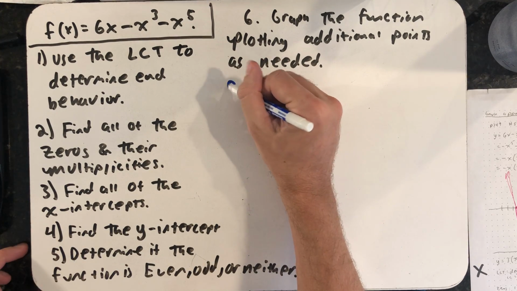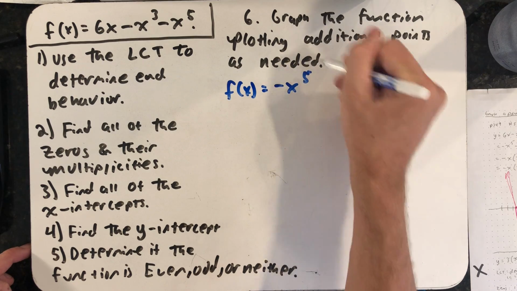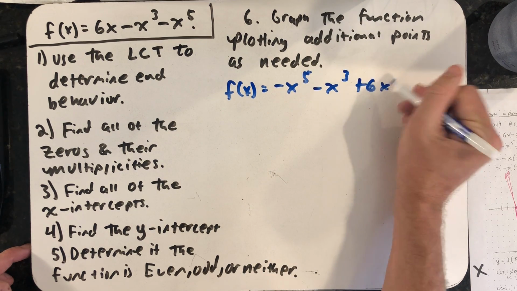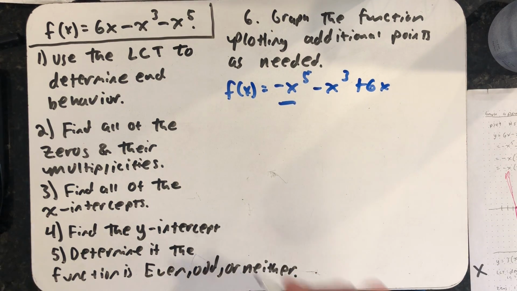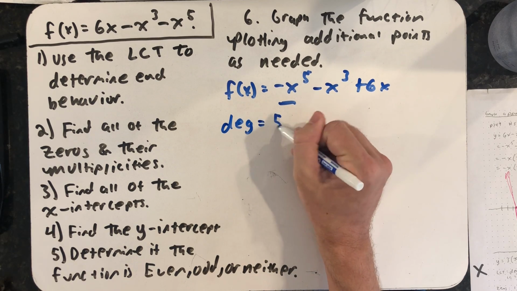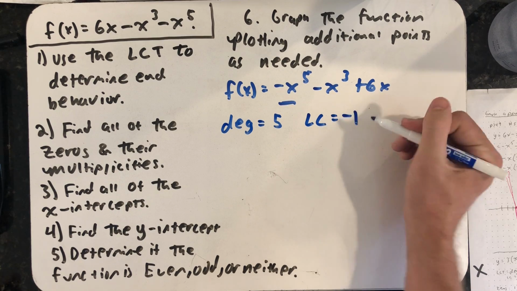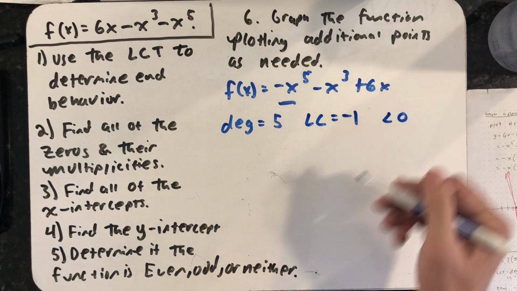The first thing I'm going to do is rewrite my function. I always like writing the thing with the highest power first. Speaking of which, the term with the highest degree tells me the degree of the polynomial. So the degree is 5, and the leading coefficient is -1. And of course, what's really important there is the leading coefficient is less than 0.